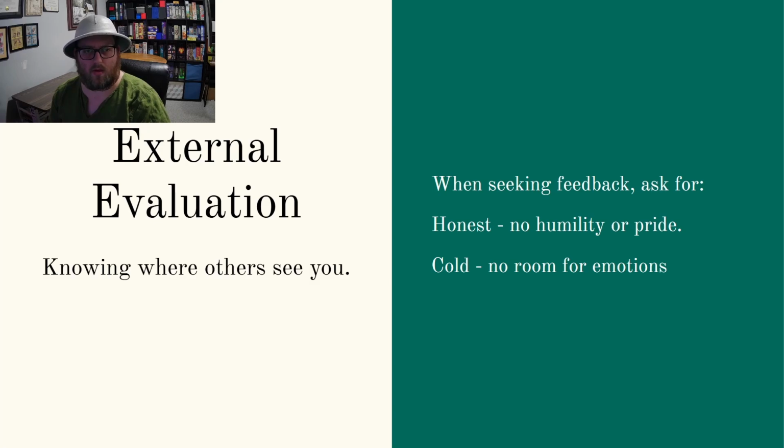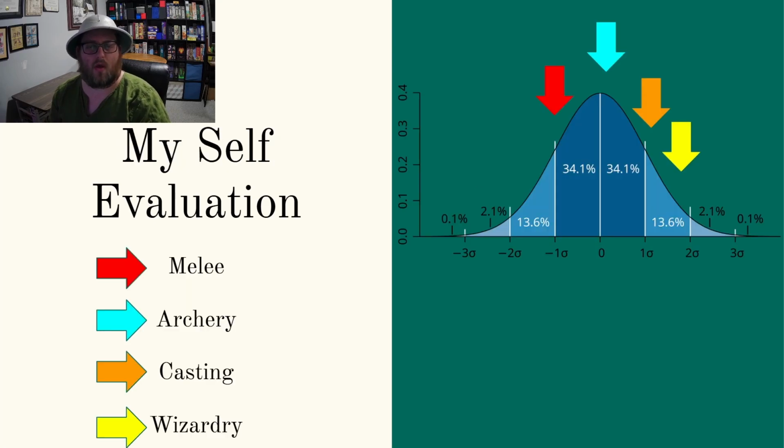So how can we take those principles and apply them to a bell curve? Well, we can do a self-evaluation by looking at the bell curve, and we can say, hey, I can see what's going on here, and I'm going to try to understand where I am in relation to other players, right? So I went ahead and did my own self-evaluation here. I evaluated 4 aspects of my gameplay. I looked at my melee fighting, my archery, my casting, and then my specialty class is wizard, so I looked specifically at my wizardry.